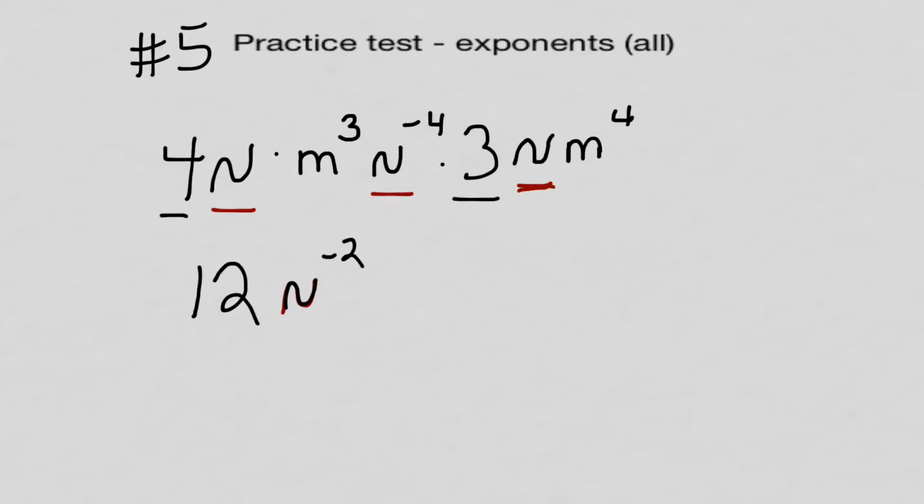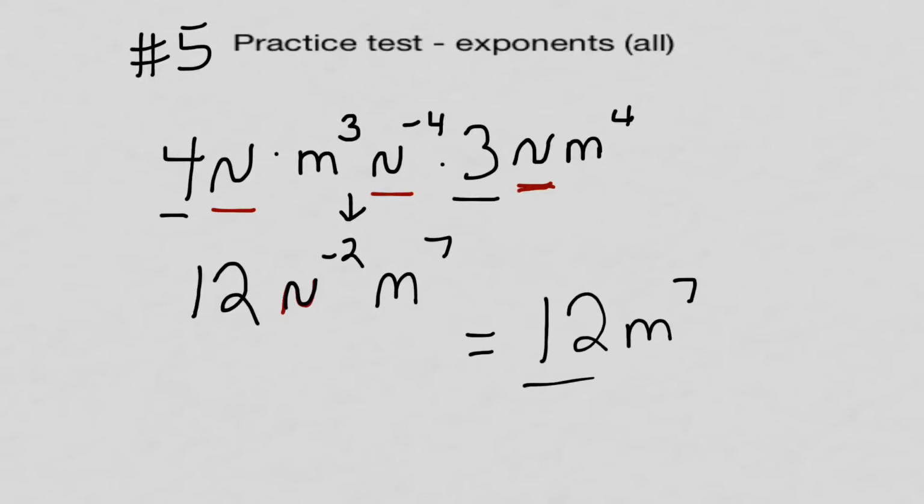And my m's, I've got m to the third, m to the fourth. Add those exponents, I get m to the seventh. Cleaning this up, I cannot have this negative exponent, so it'll be 12 times m to the seventh over n, and I turn the exponent positive, over n squared.